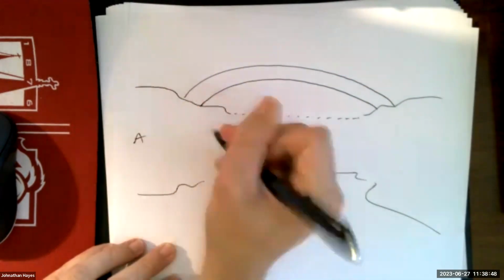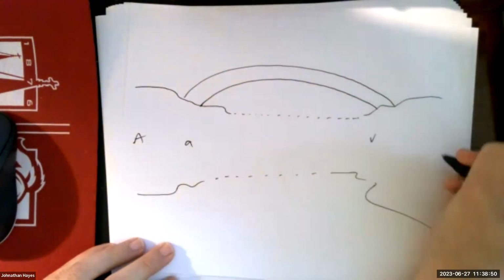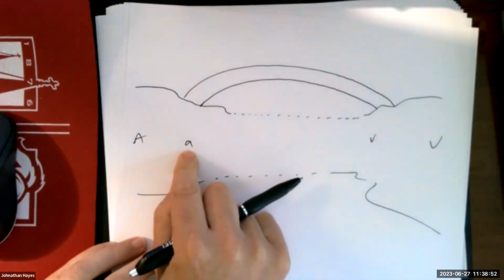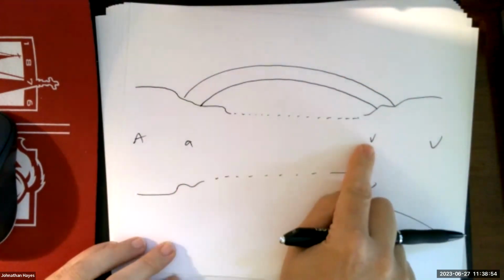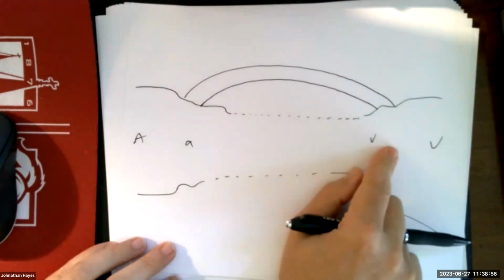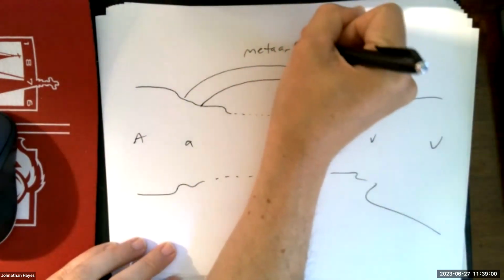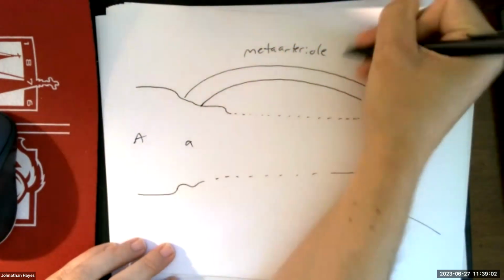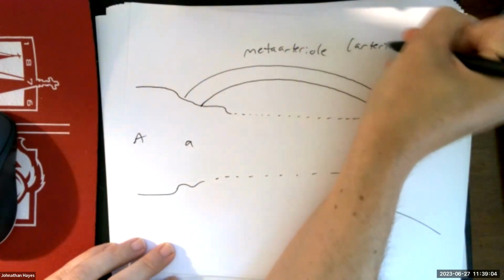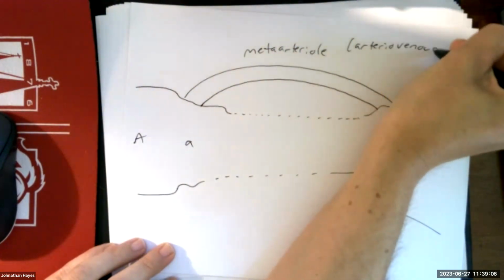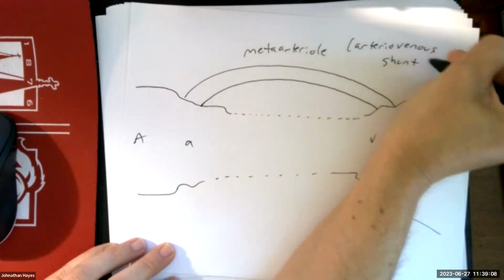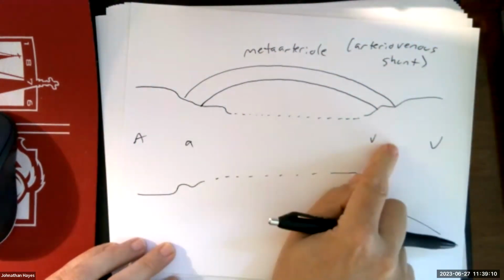So let's say this is an artery, this is my arteriole, this is my venule, this is my vein. Arterioles are just microscopic arteries. Venules are just microscopic veins, and they actually connect as well through something called a meta-arteriole, which is sometimes referred to as an arteriovenous shunt. It just goes directly from the arteriole to the venule.